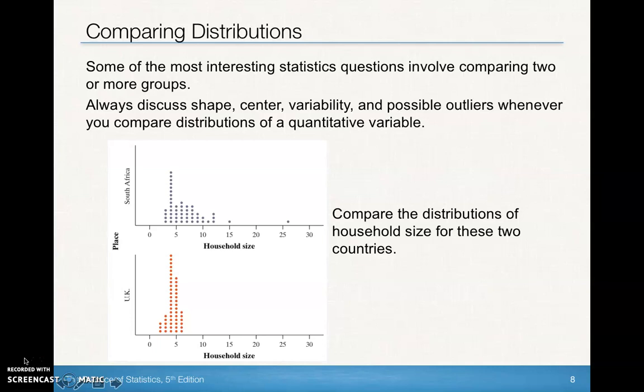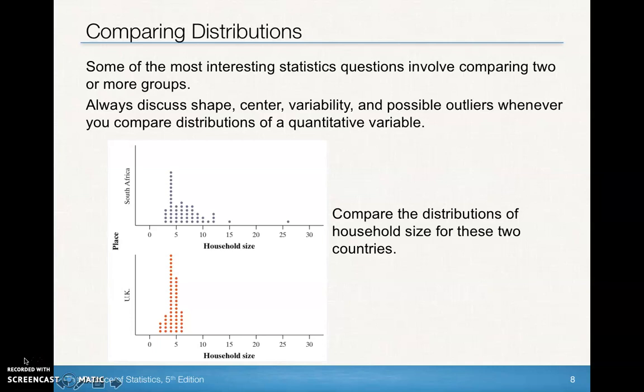You can't just say the shape is. You would need to say the shape of the distribution for household size in South Africa is skewed to the right. The shape of the distribution for household size in the UK is roughly symmetric. And then you could say something about the variability. Household size for South Africa is more varied than household size for the UK. And so you want to be able to compare the two while also giving all four of those possible things.